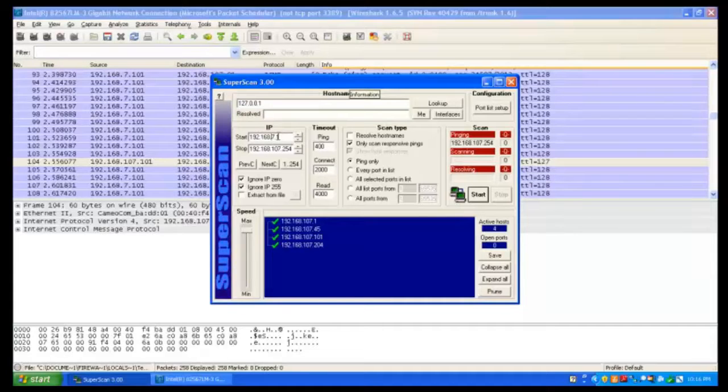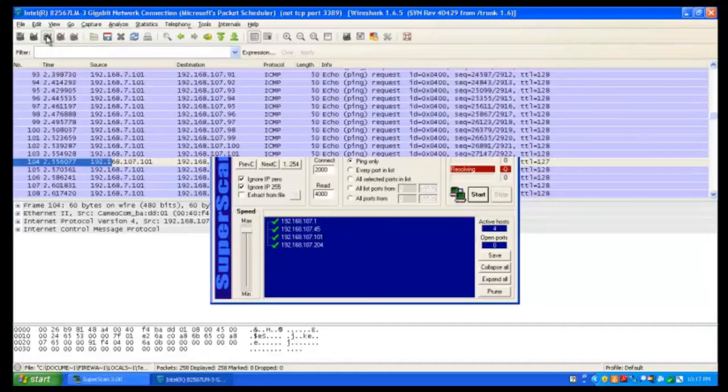First, I'll set this up to scan the local network. So I'm going to scan the 192.168.7 network from IP number 1 up through 254. And there's, I don't know, 5, 6 machines on this network. So before I do this, I'm going to start a new capture here.